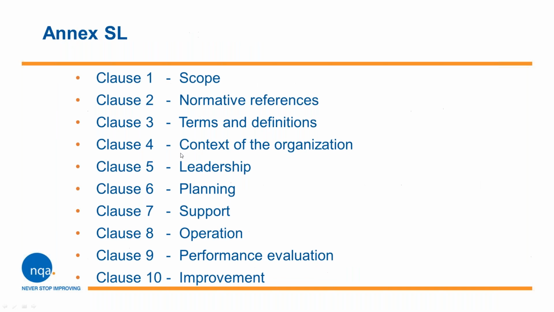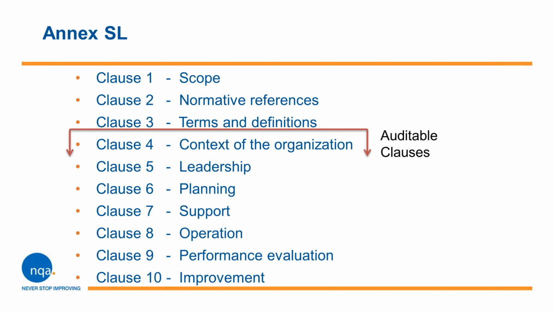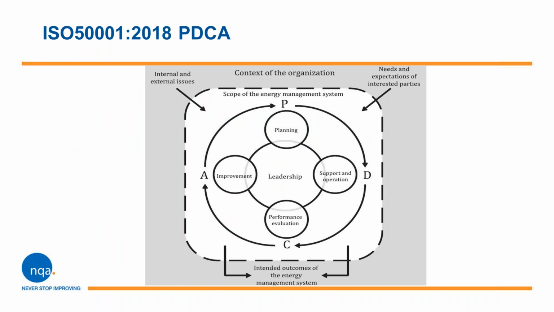So that's the clause structure, that's Annex SL, that's what it looks like. If you've got 9001, if you've got 14001 in place, you'll recognise that already. And of course, clauses 4 to 10 are the auditable clauses, and those are the clauses we will be looking at as we go through today. That's taken from the standard.